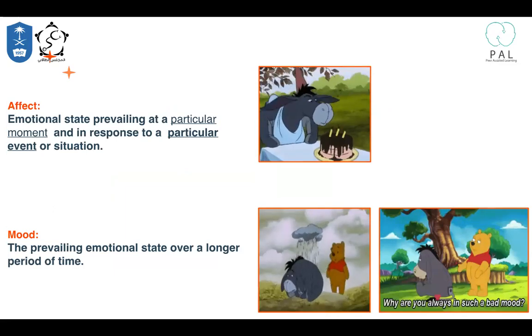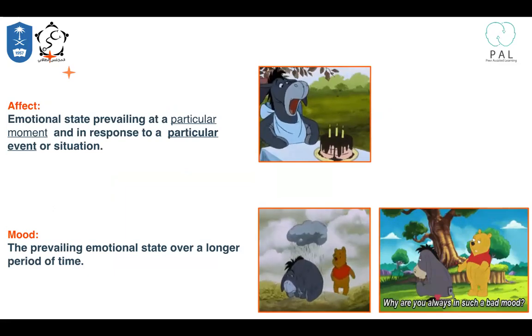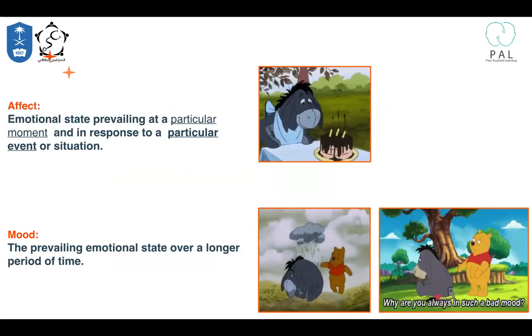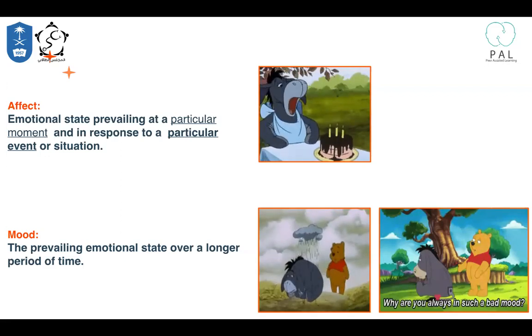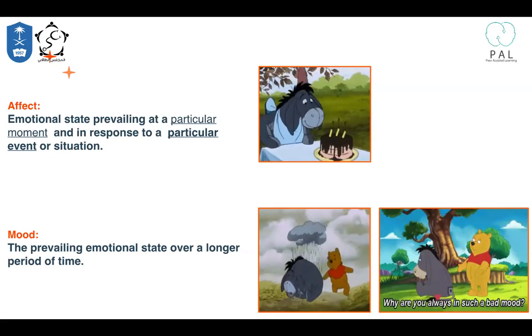Here are two important terminologies to consider: affect and mood. We must differentiate between them. Affect is the emotional state prevailing at a particular moment and in response to a particular event or situation, whereas mood is the prevailing emotional state over a longer period of time. Affect translates to "wijdan", a temporary feeling, while mood is the person's general temperament, whether for example nervous, calm, cheerful, and so on.